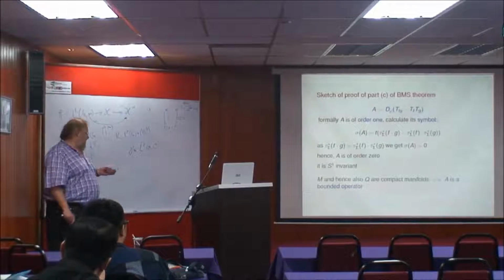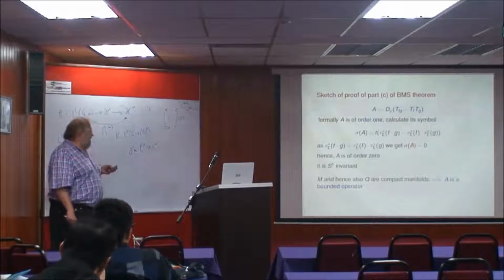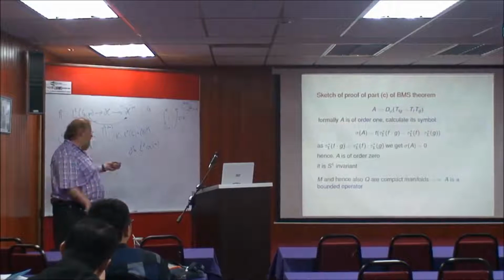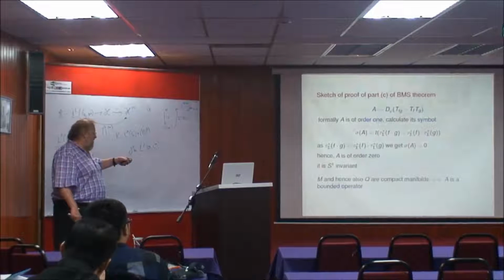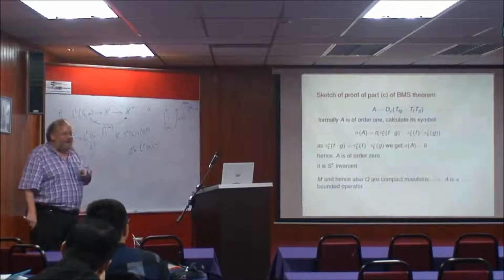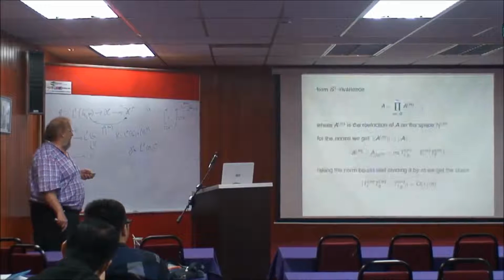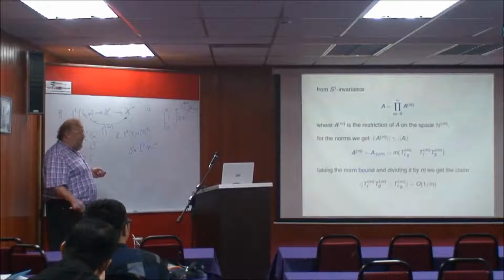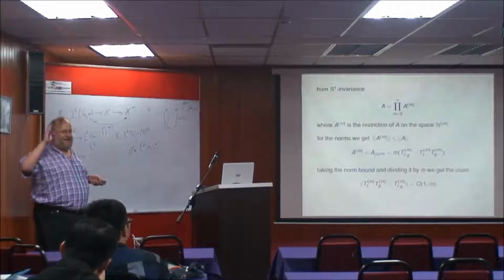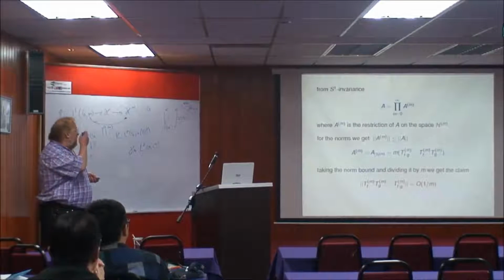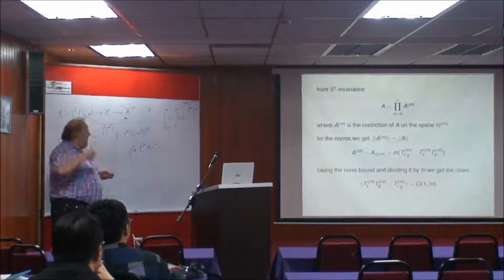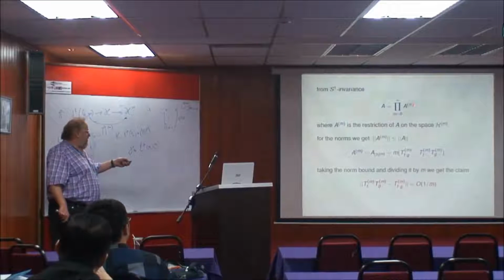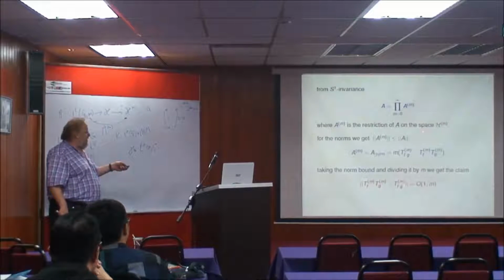Sorry, I should have said M and Q are compact, and then the operator is of order 0. Hence, A is a bounded operator because it's compact. That's the point. We keep in mind A is a bounded operator. Okay. So from the S1 invariance of everything, we can decompose also A into its components, where AM is the restriction of A on the space HM.